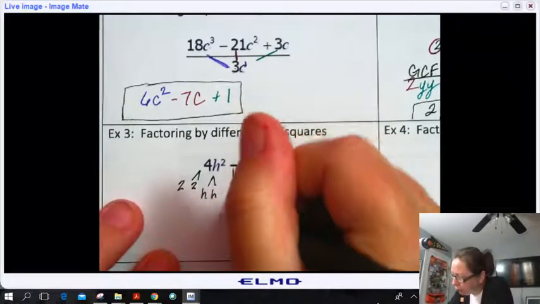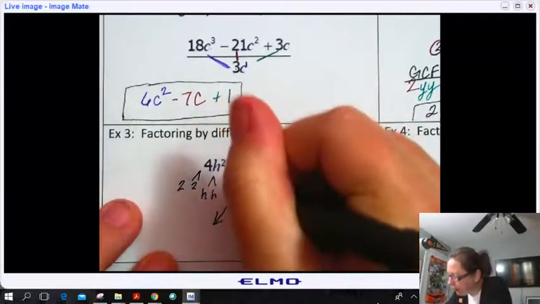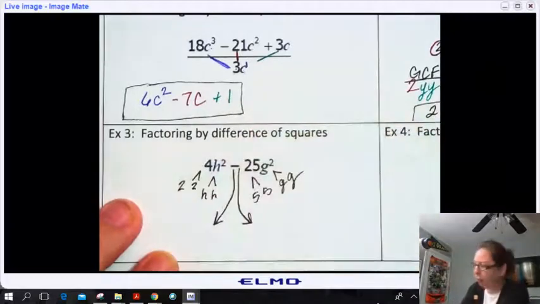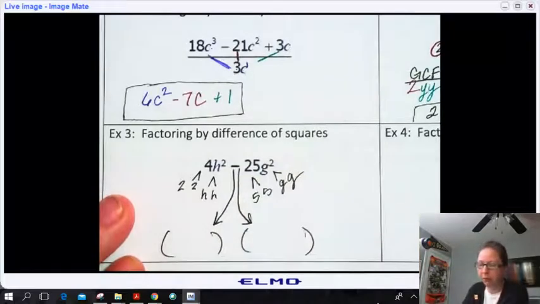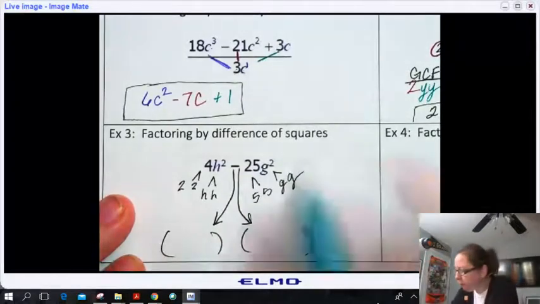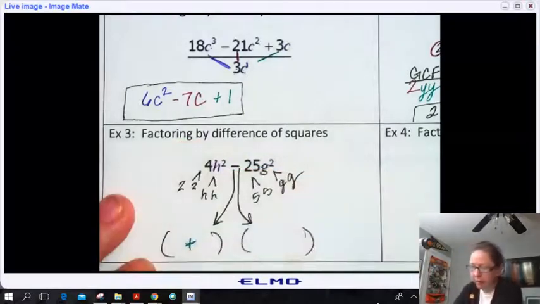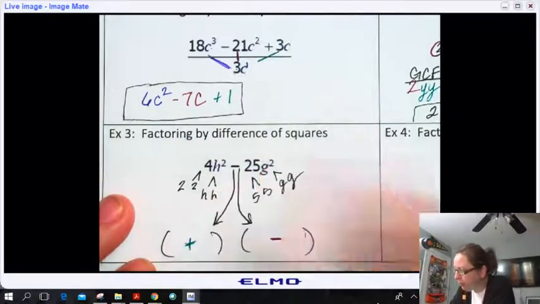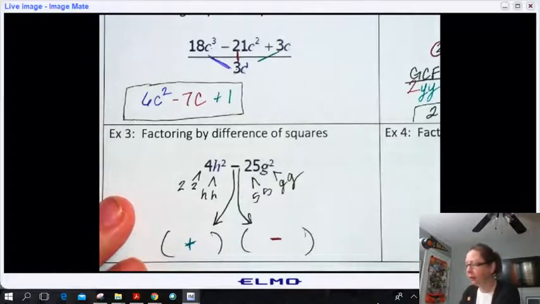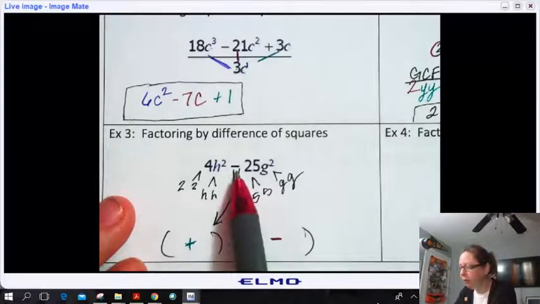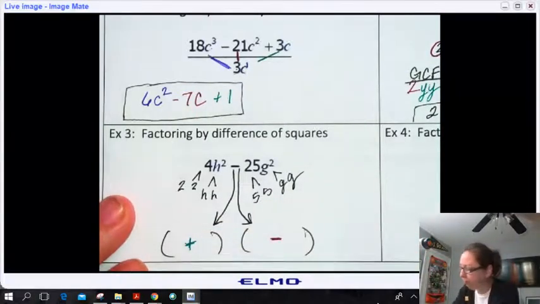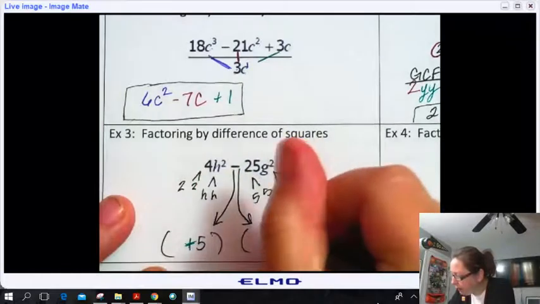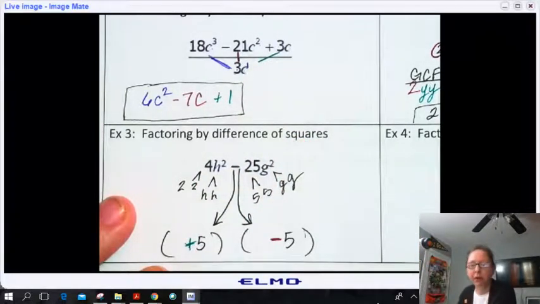I am going to take this minus sign, and I'm going to break it up into 2 binomials, where one of them will be positive and the other will be negative. The reason that I do that is because the only way to get to a negative 25 is to have a positive 5 times a negative 5. If you multiply those 2 numbers together, you get your negative 25.